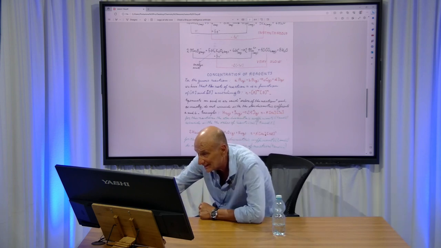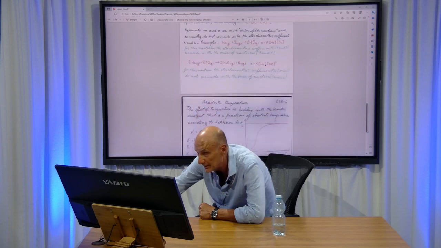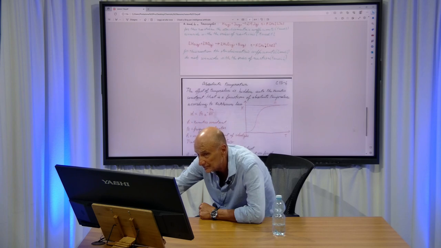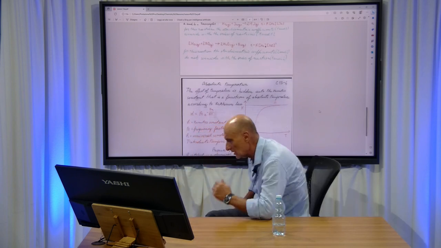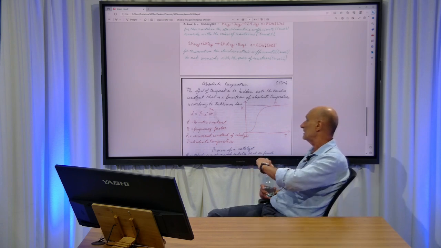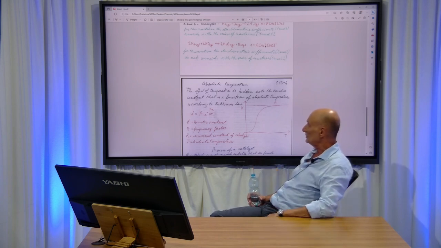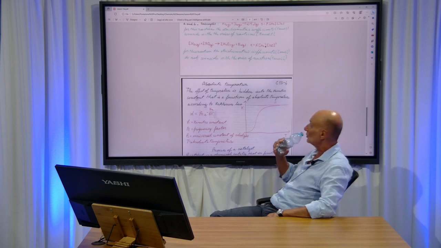Then, let's see how the speed of a reaction depends on temperature. Well, the speed of a reaction is strongly affected by temperature. In particular, it is found that the speed of a reaction increases exponentially with the absolute temperature.